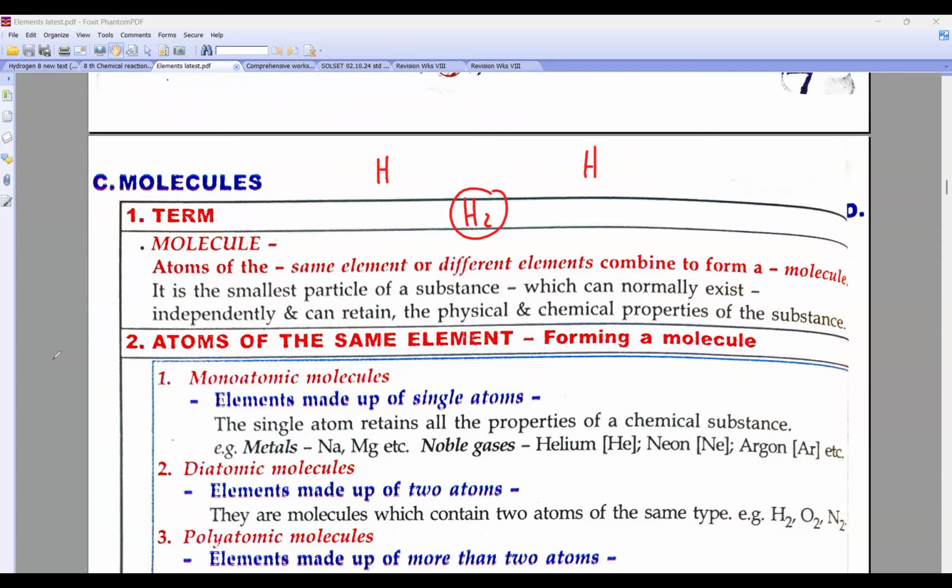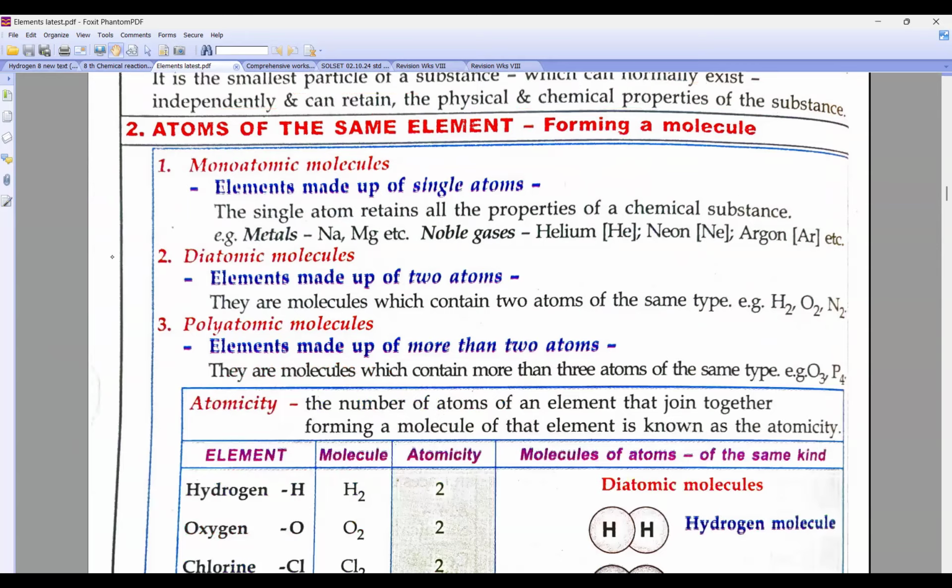Okay, it is the smallest particle which can normally exist independently and can retain the physical and chemical properties of the substance. Now they will ask you what are monoatomic, diatomic and polyatomic. जो अकेला होता है उसको monoatomic बोलते हैं. Now metals are single atom. Monoatomic means single. Sodium is alone, magnesium is alone, noble gases are all alone, so they are monoatomic.